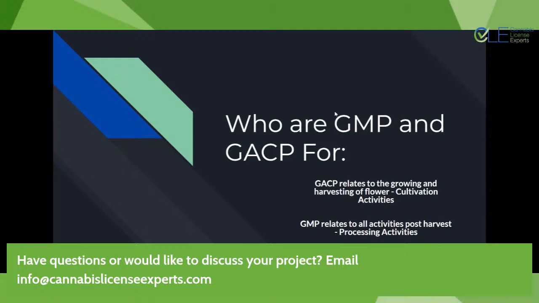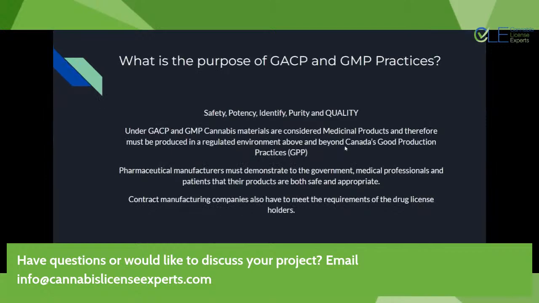So who and what are GMP and GACP for? The basic, easiest way to split this down is to look at GACP, which is good agricultural collection practices. So that's going to relate to all growing and harvesting of flower. And then our GMP relates to all post-harvest activities or processing activities. So what is the purpose of a GACP and a GMP practice? Mainly safety, potency, identity, purity, and the quality of your product.